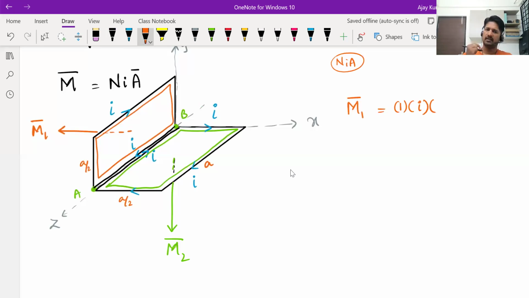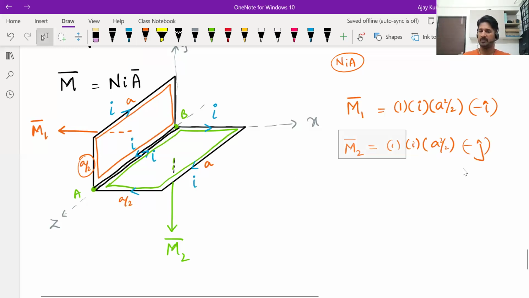Now each part here is a rectangle. One side of the rectangle is a by 2, the other side is a. So area becomes a square by 2. That is m1's magnitude. Direction is minus i cap. Similarly, m2 will also have the same magnitude. Direction is minus j cap. Add them as vectors, you will get the effective magnetic moment. So in case the loop is not flat, this is how you are supposed to do it.